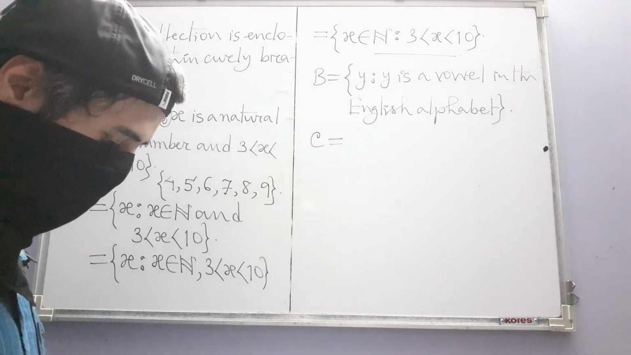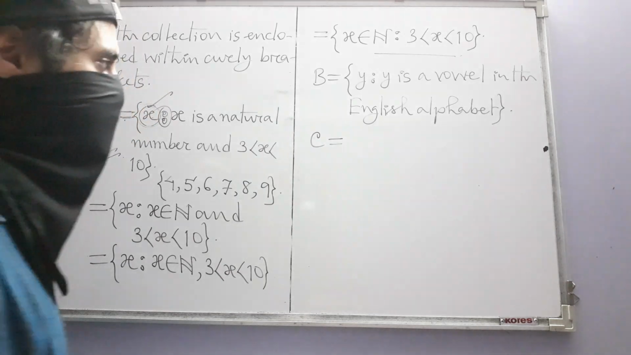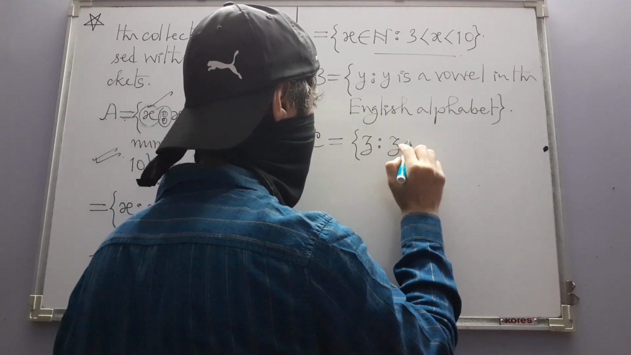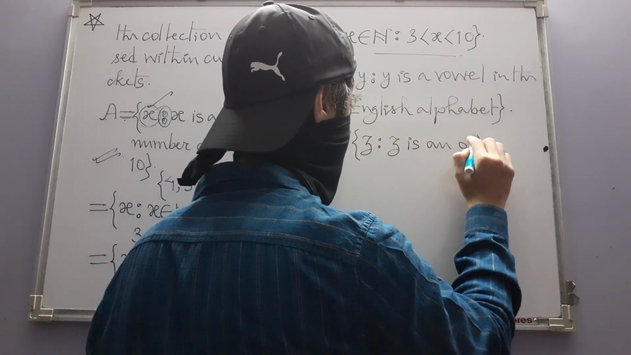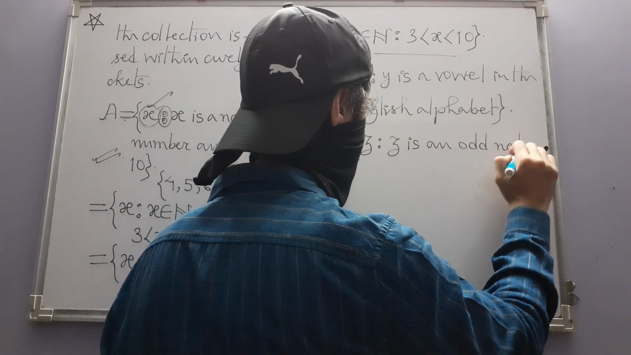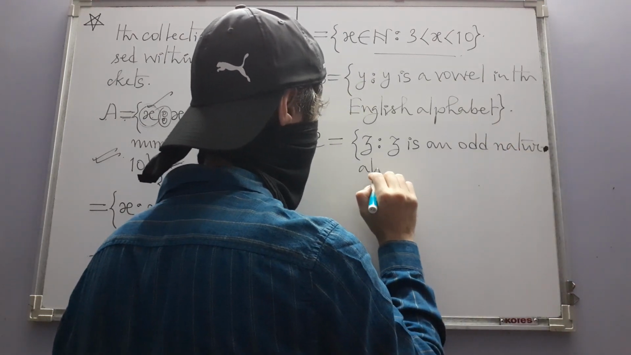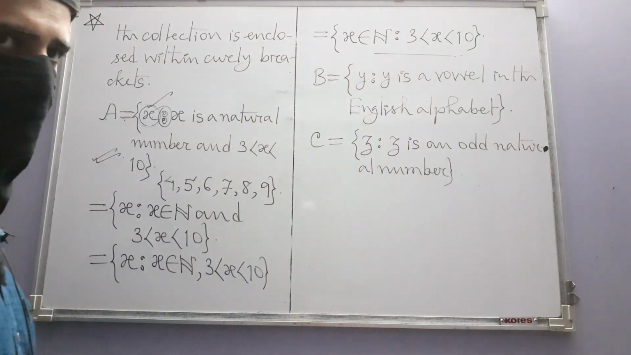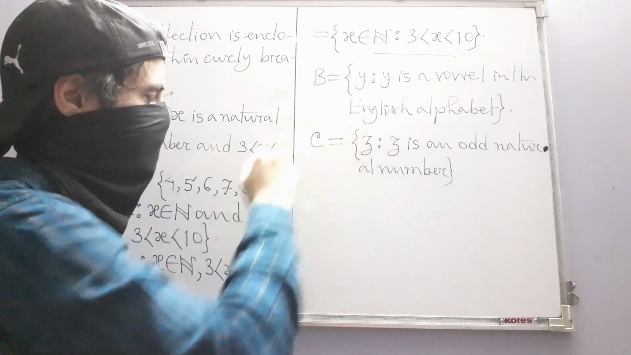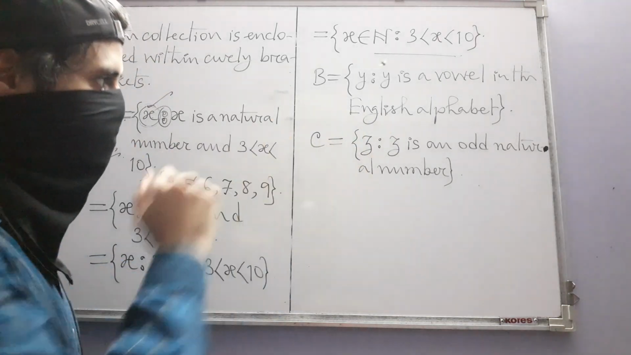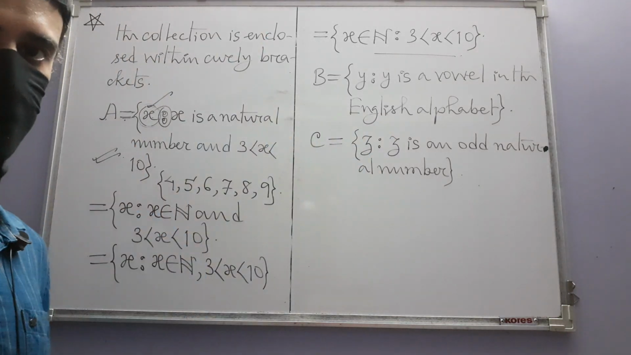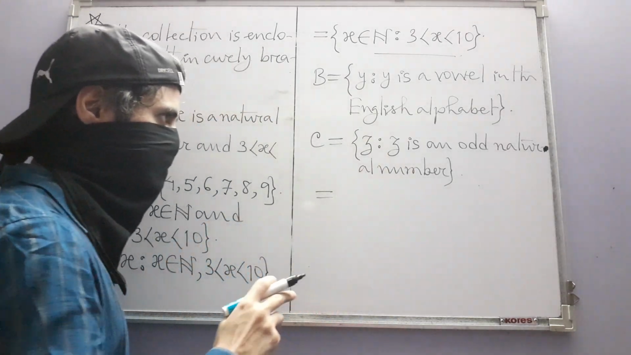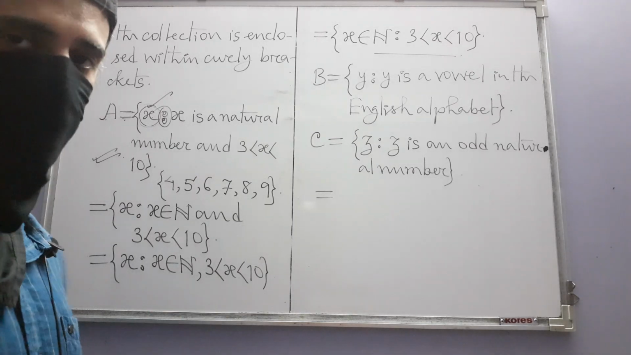And there is another one. z such that z is an odd natural number. There are many different ways of writing this set B in set builder form. This one, however, you can shorten just like the set A by changing the writing style. So here the set consists of all odd natural numbers.